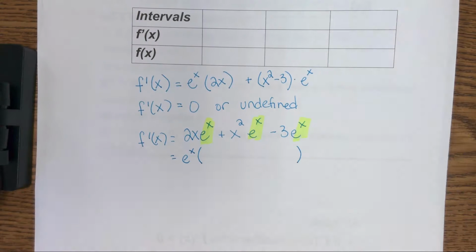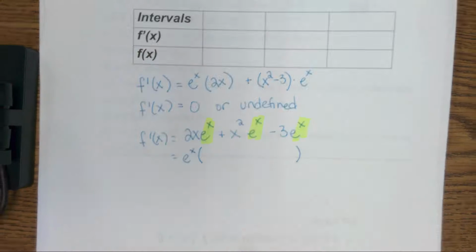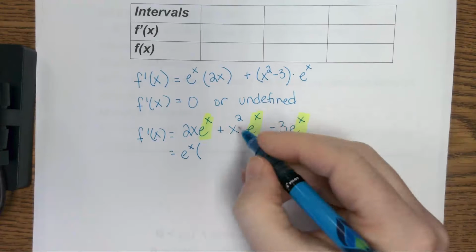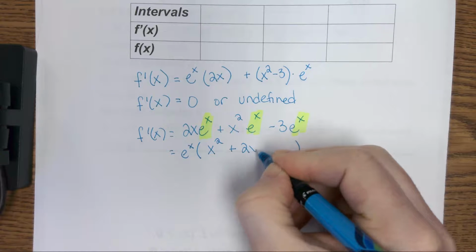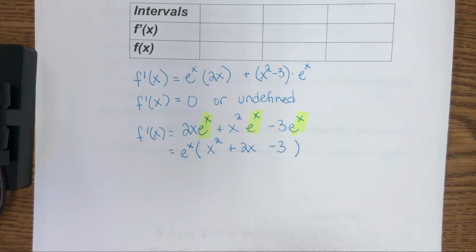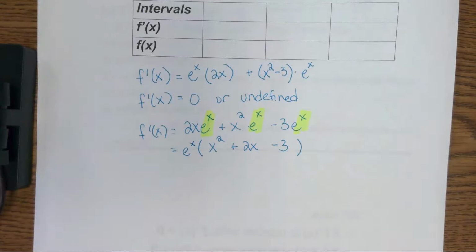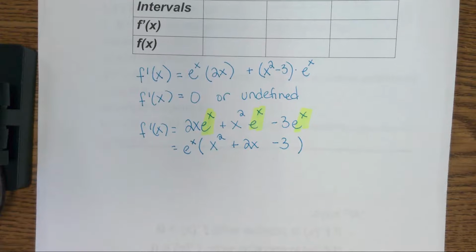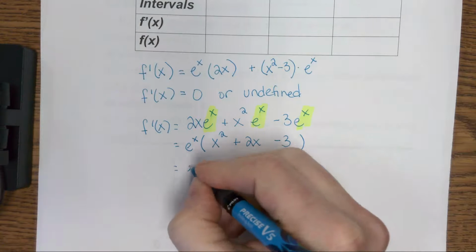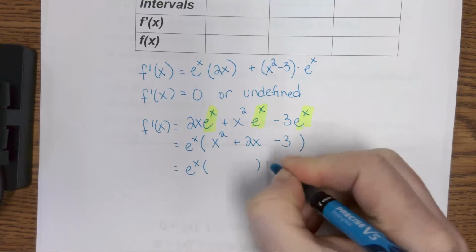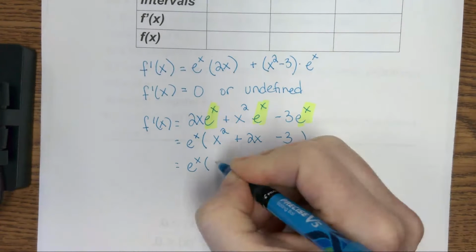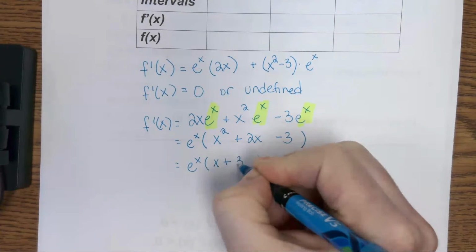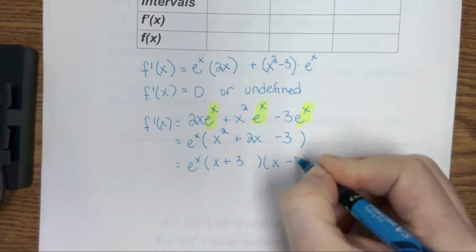What you're going to notice then is you're left with a quadratic, and so I'm going to write that quadratic in standard form. So x squared plus 2x minus 3. And that quadratic can be factored. So this factors into x plus 3, x minus 1.